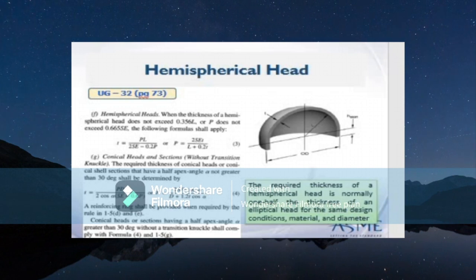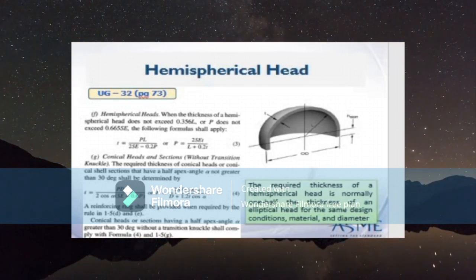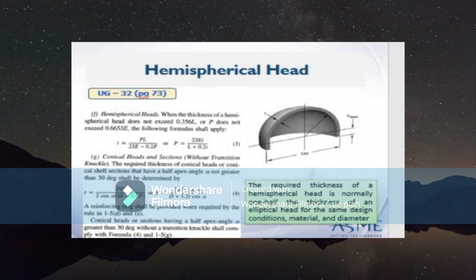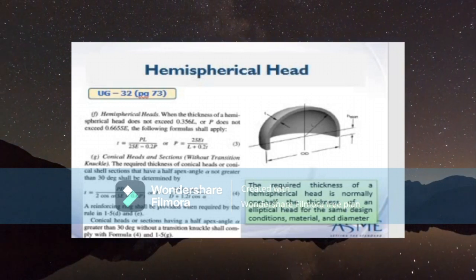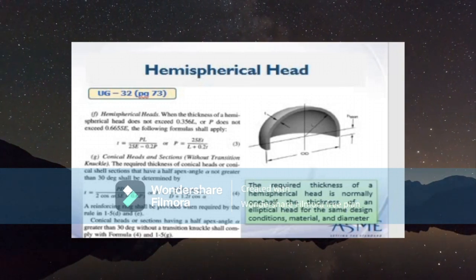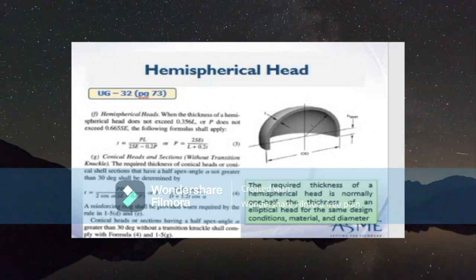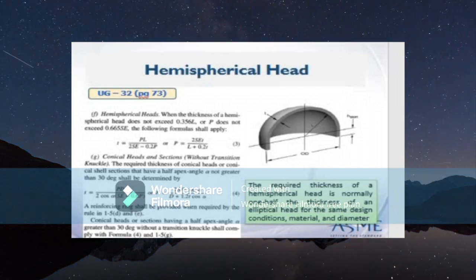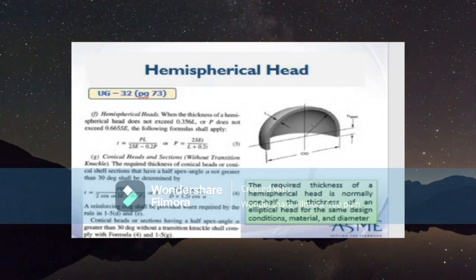Hemispherical head. Hemispherical tank heads are the strongest of the formed heads. They can resist about twice the pressure rating of an elliptical dished head or cylindrical shell of the same thickness and diameter. Due to their strength and resistance, these tank heads are widely used for the storage of liquids and gases under pressure. The required thickness of a hemispherical head is normally 1/2 the thickness of an elliptical head for the same design conditions, material, and diameter.